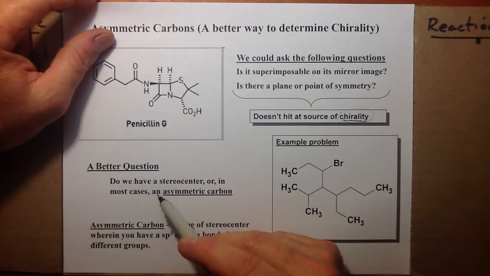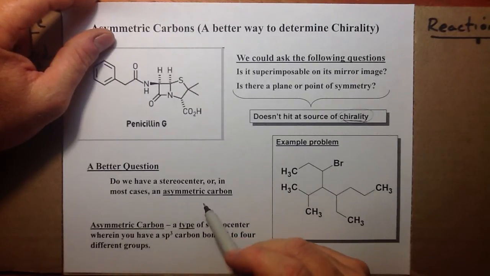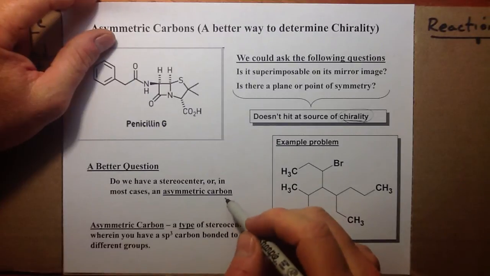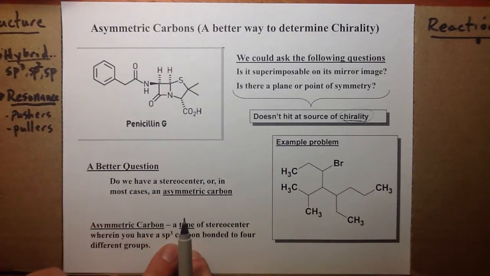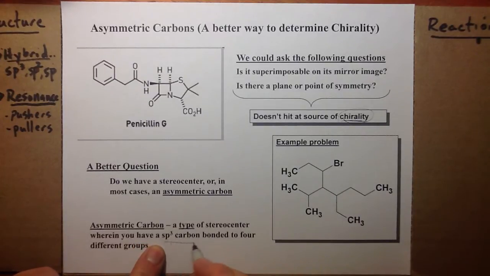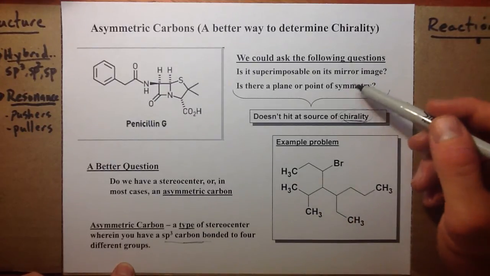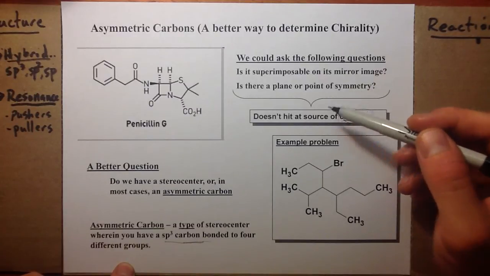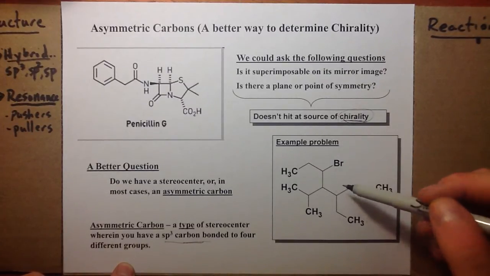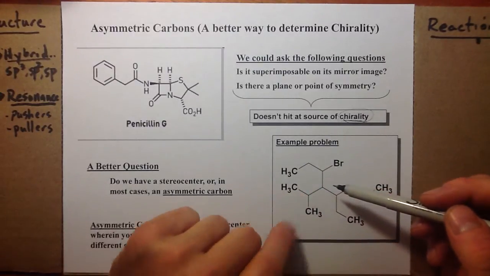So we ask a better question: do we have a stereocenter, or in most cases an asymmetric carbon? Well, you have to define what the asymmetric carbon is, the source. It's a carbon wherein you have an sp3 carbon bonded to 4 different groups. So we can walk through this molecule that doesn't have a plane or point of symmetry, or is not superimposable on its mirror image. That is true for this. But we can ask the better question: where's the source of that chirality?